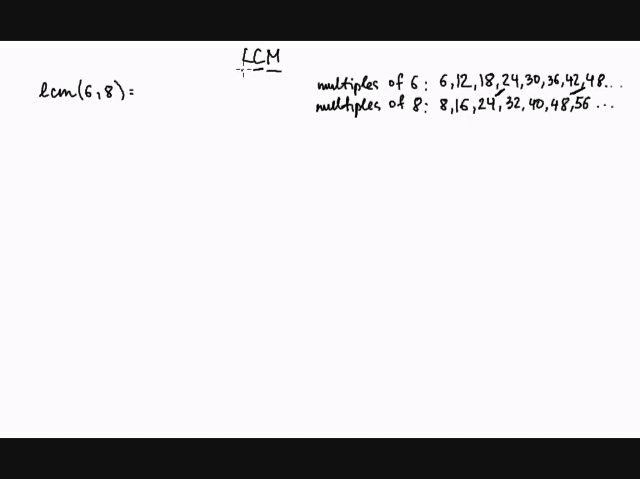And the last thing we have to look at is L. L stands for least, and it means that we have to pick the smallest one from all the common multiples. And again, it's easy to see that 24 is the smallest one. So the least common multiple of 6 and 8 is 24. This means that 24 is the smallest number that is divisible by 6 and 8 at the same time.